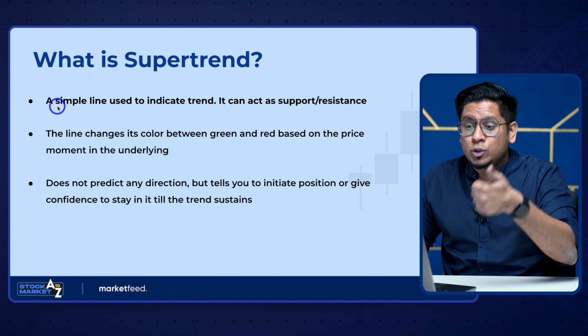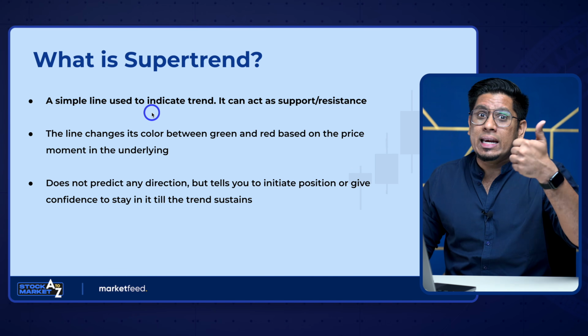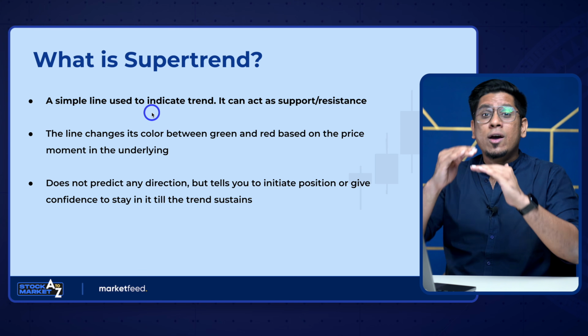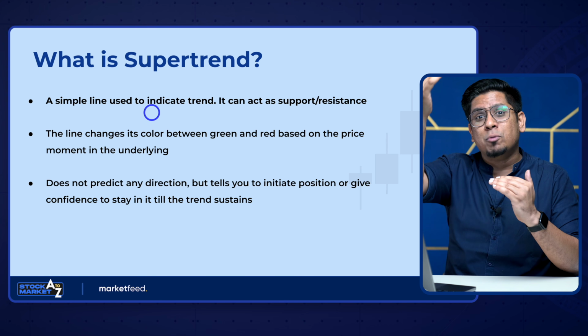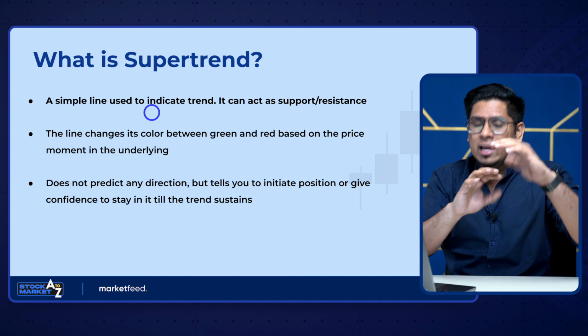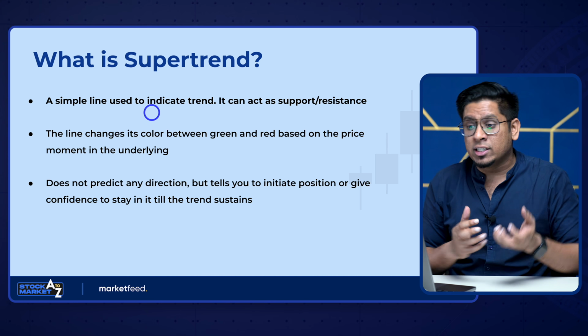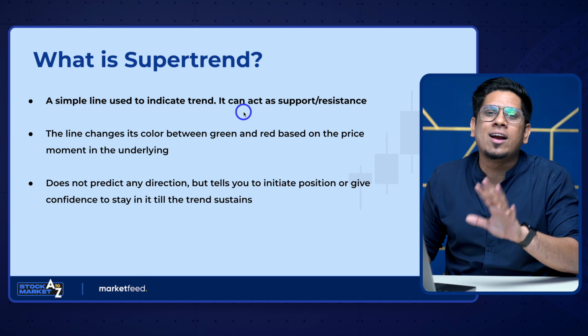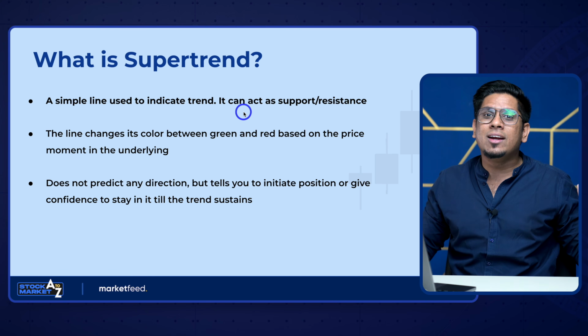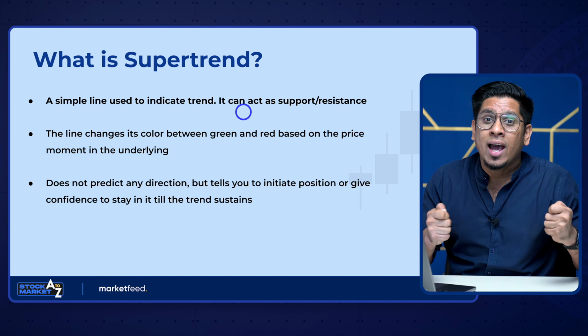This is right. Supertrend is a single line used to indicate trend. See, it indicated trend. If the price is above the Supertrend line, you can assume that the underlying is bullish. If the price is below the Supertrend line, you can say that the underlying is bearish. So it definitely indicates trend. And number two, it can act as a support and resistance also. Very clear. You also know how to practically use it.